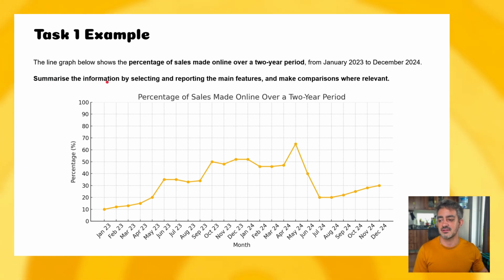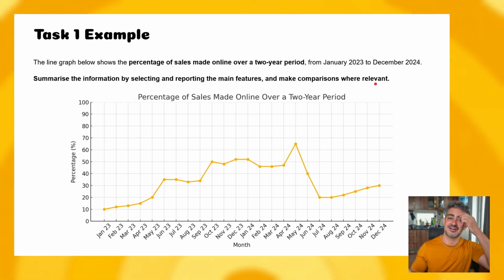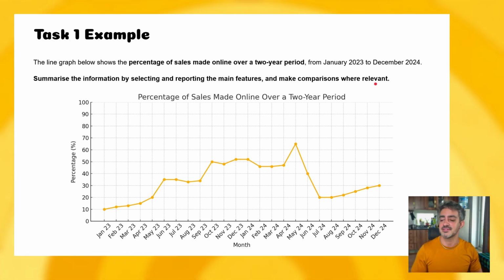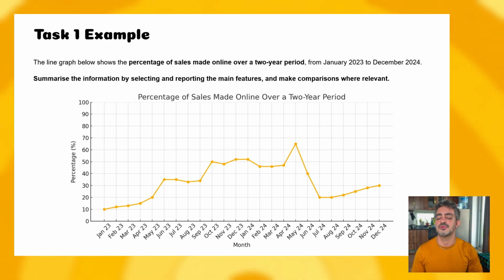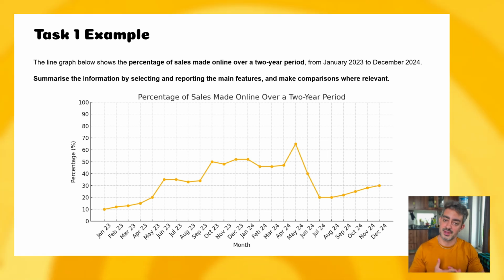You need to summarize the information. You need to make sure that you select and report the main features, so the most important features. You need to make comparisons where relevant. In this case today, we're not focusing too much on this last part, even though it really is a very important part of this. But I'm more focused on how you do the sort of grammar and vocabulary side of this today.